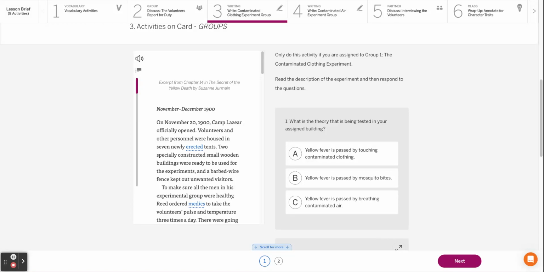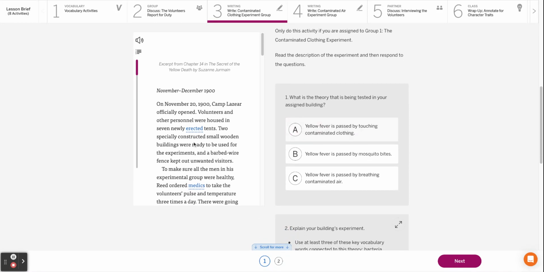Okay, everyone. If you, based on my instructions in Google Classroom, are participating in the contaminated clothing experiment, this is for you. Read the instructions closely in Google Classroom to make sure you're supposed to be doing this one. So, you are going to read this 4-minute section about the contaminated clothing experiment.